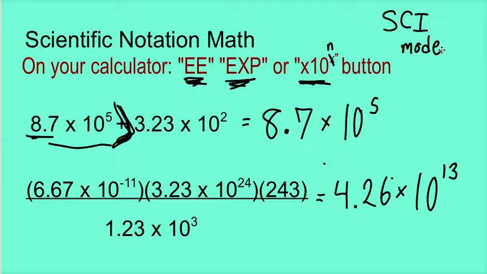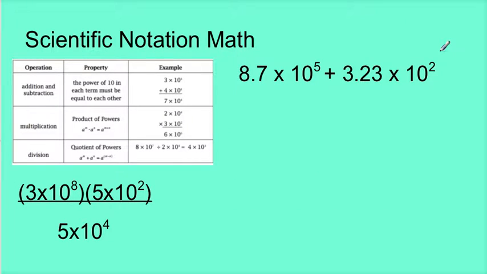If you don't have a calculator for whatever reason, there are rules you can follow to do simple scientific notation math in your head. When you're doing addition and subtraction, as long as the powers of 10 are equal to each other, you can just add the numbers. So if I look at this example right here, first I need to make the powers equal to each other. I can either take this 10 down or raise this 10 up. I'm going to choose to take this one down.